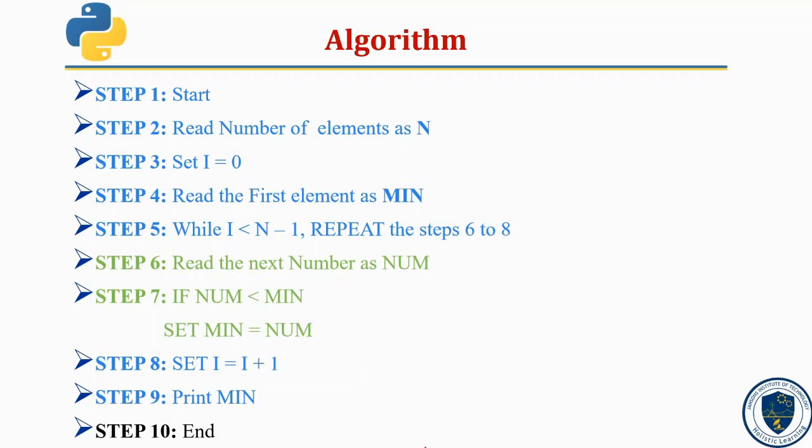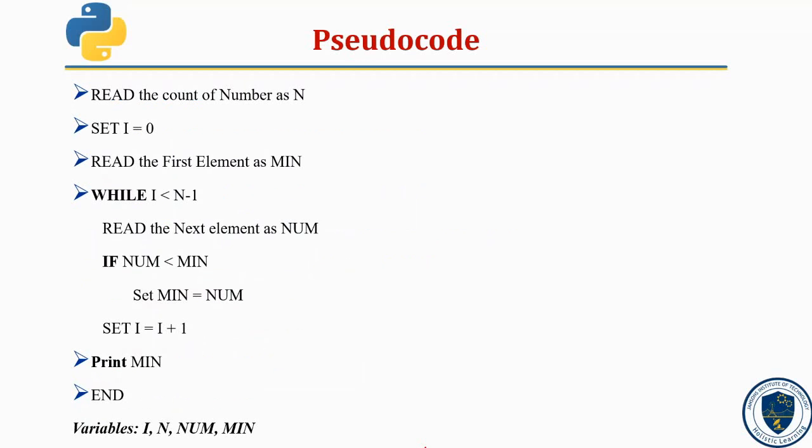Now let's convert the algorithm into pseudocode. Pseudocode is a high-level description of an algorithm. Hope you remember the rules for writing pseudocode. If not, kindly watch the pseudocode video in this chapter. You can see we have completely translated the algorithm into pseudocode.